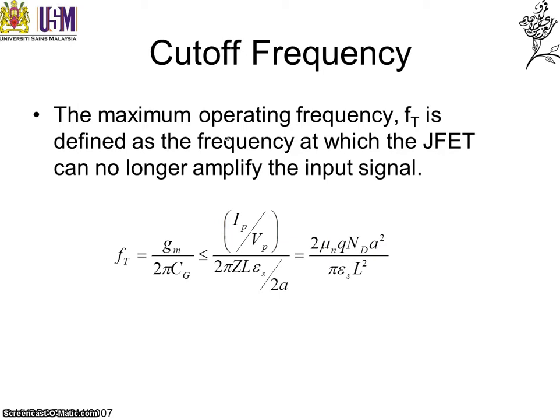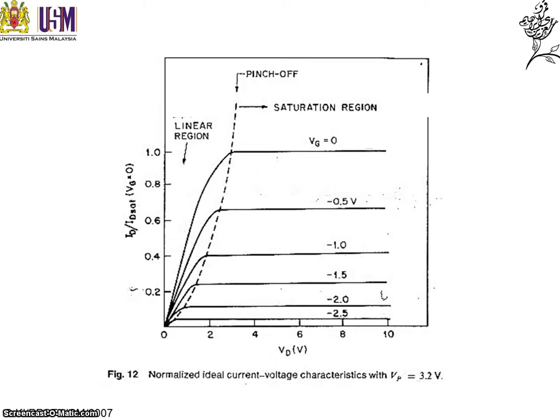The maximum operating frequency is defined as the frequency at which the JFET can no longer amplify the input signal. So the cut off, at where it works, basically. This can be calculated as such. You have it all in the book, how to calculate this. So I've shown you about this before.